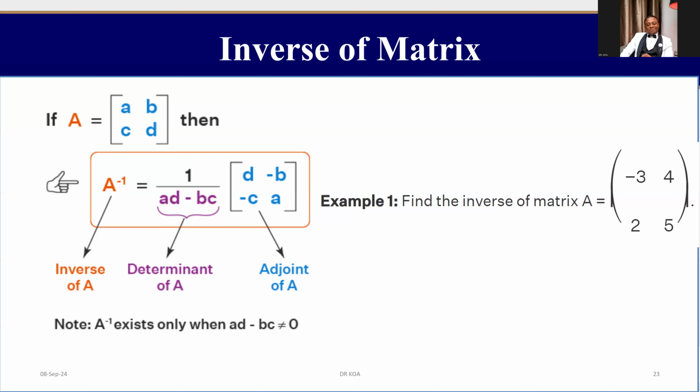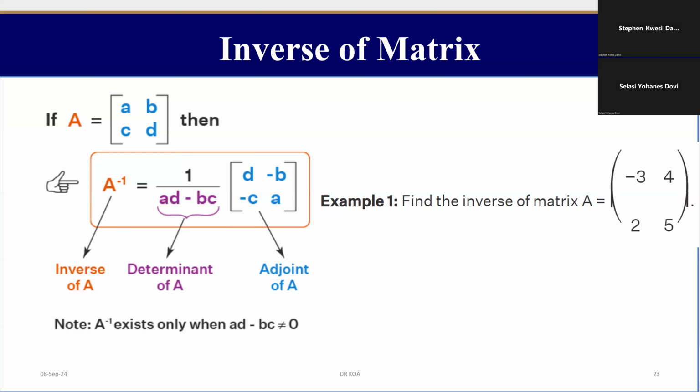So now, what is going to be the adjoint of A? Who has got that? What is going to be the adjoint of A? Steven. The numbers were 3, 4, from left to right. Always do left to right, then come down and do left to right again. Yes, Steven. Sir, so 5, −4, −2, −3. Excellent.